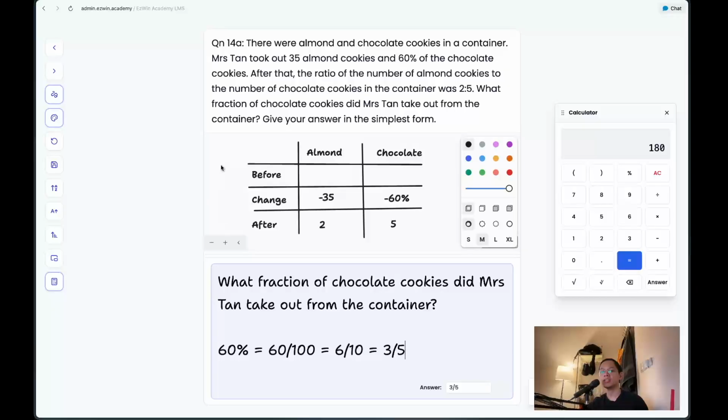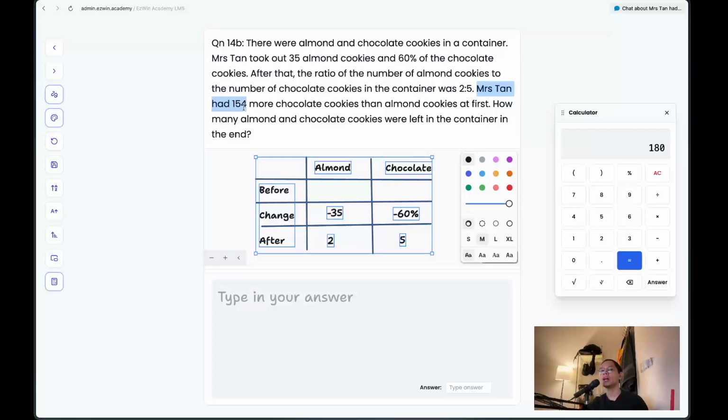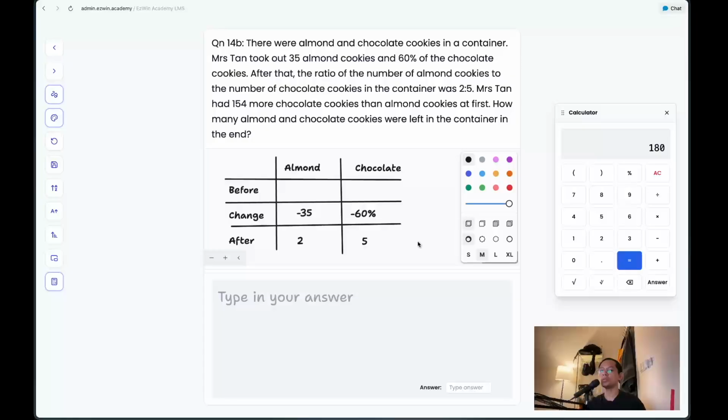So nothing hard about this, but I believe the next part would be 14 part B. Mrs. Tan had 154 more chocolate cookies than almond cookies at first. How many almond and chocolate cookies were left in the container in the end? Okay, so how do we solve this?